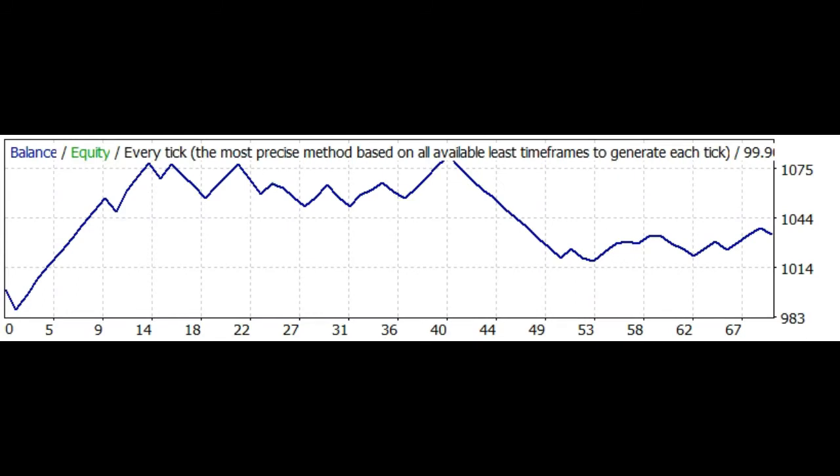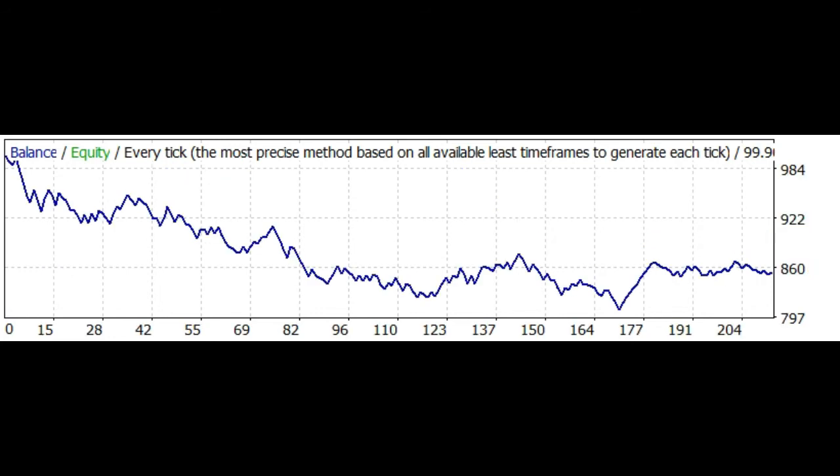Arguably our best result came from the 21 setting on the dollar-CAD, and this is the equity chart for that test. Our worst test was on the 7 setting for the euro-dollar, and as you can see from the equity graph, this test was so bad that you could almost trade it as a reversal strategy.